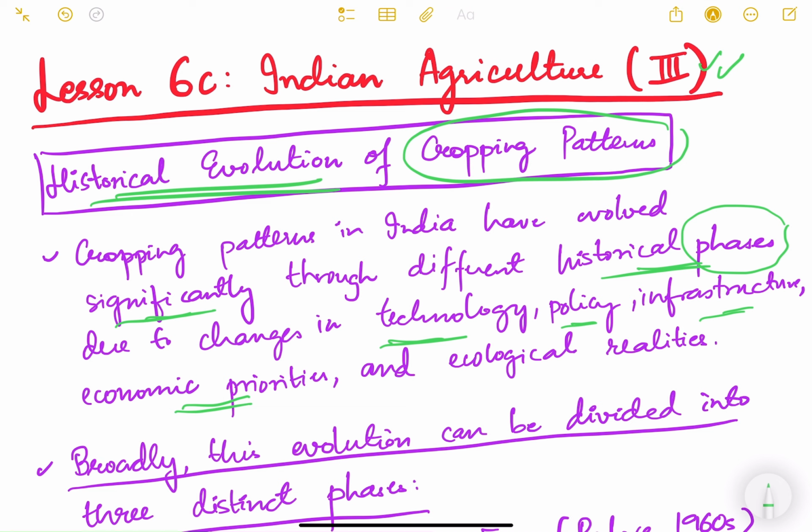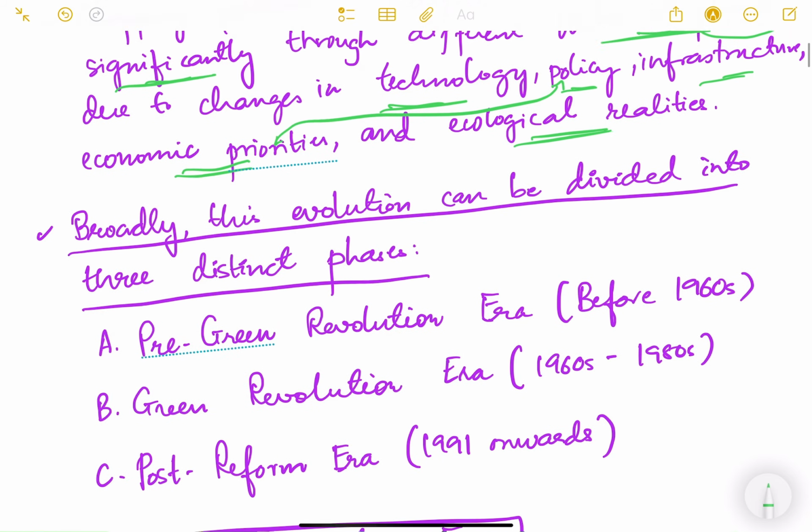These 5 year plans used to set the economic priorities of the government, also closely linked to policies, and also the ecological realities, the environmental realities of our country, because groundwater, climate, soil conditions, and various other factors change over time. So these are the various things because of which the cropping pattern has evolved over a period of time.